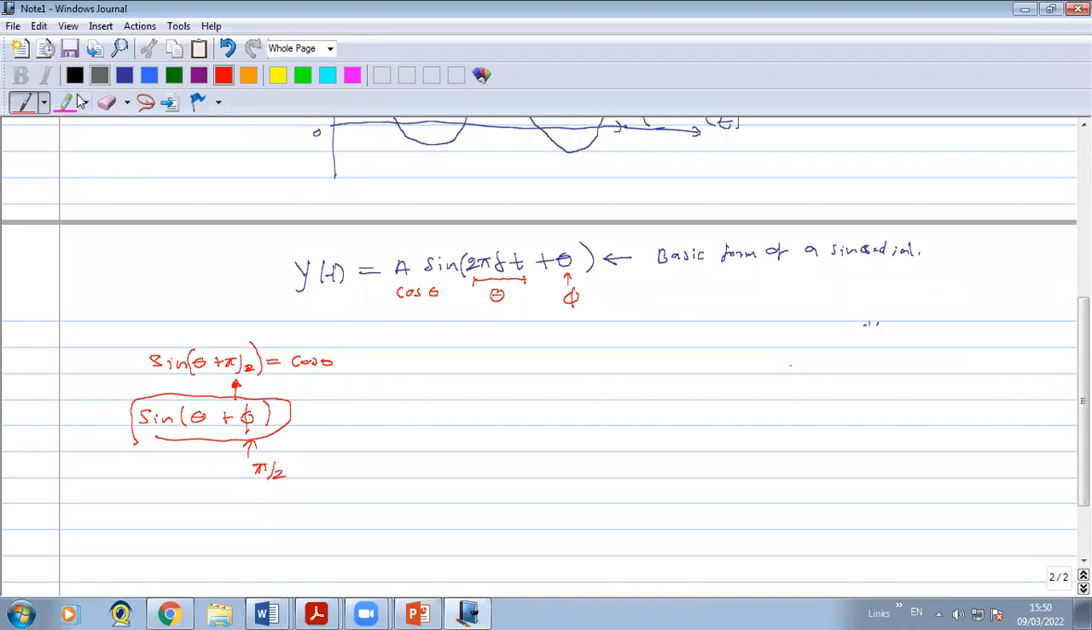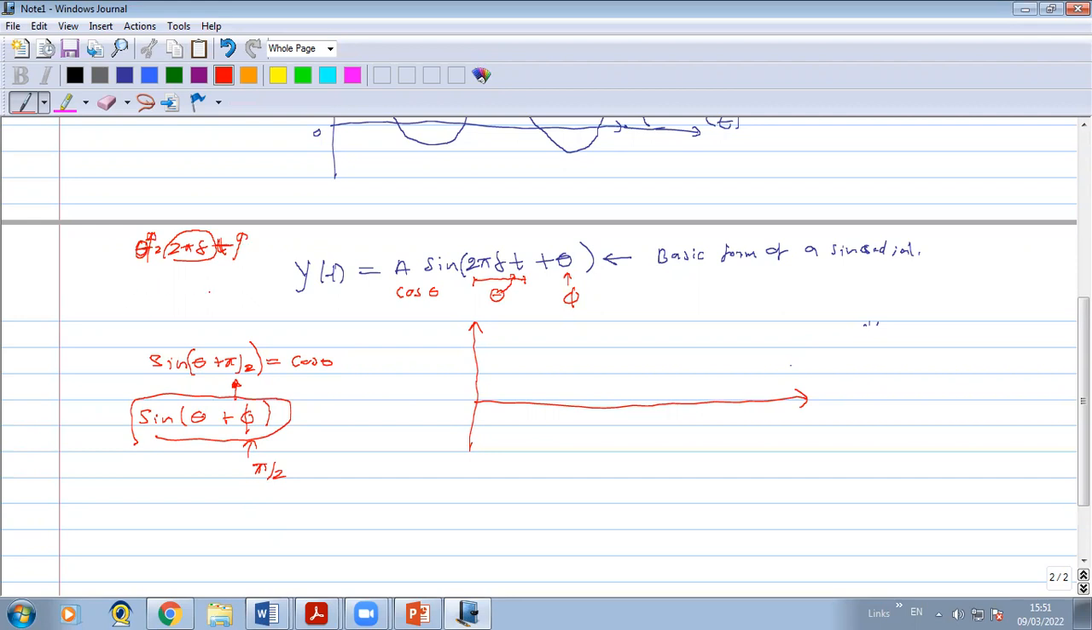Okay, if I plot this, now this theta is a function of t. Now this theta is 2πft, so you can see that these are constant. This theta is changing with time directly. When time is increasing, this theta is also increasing. It is increasing linearly.